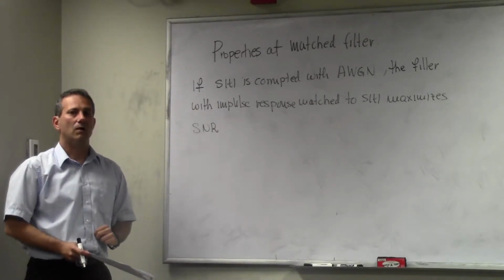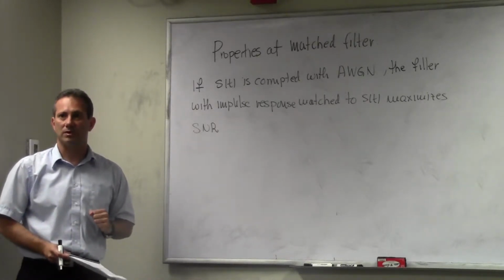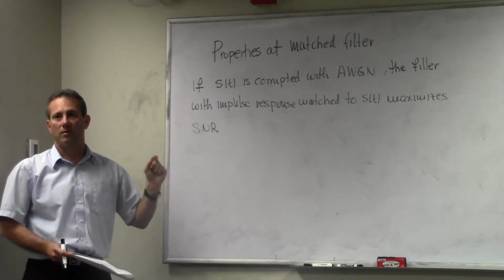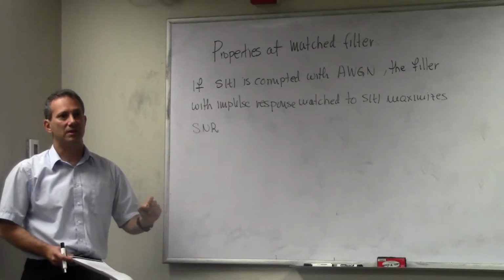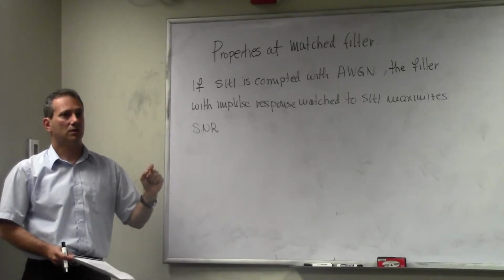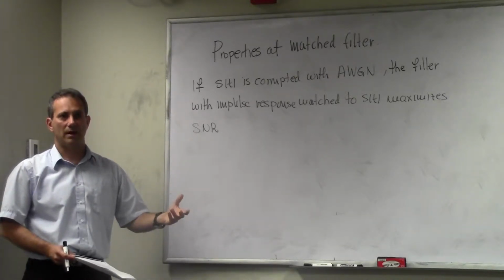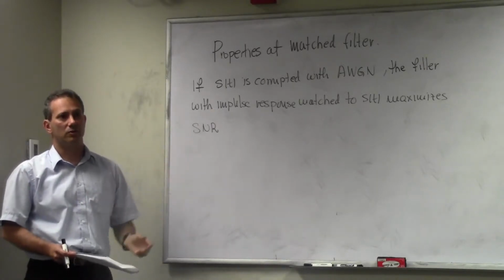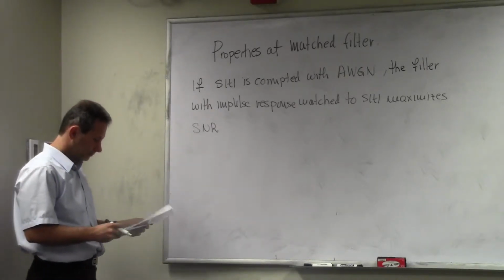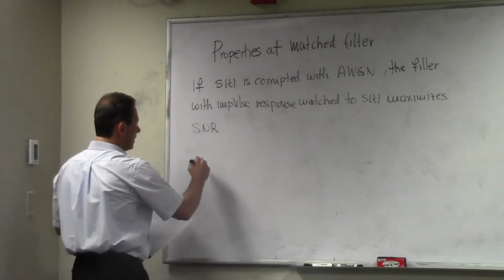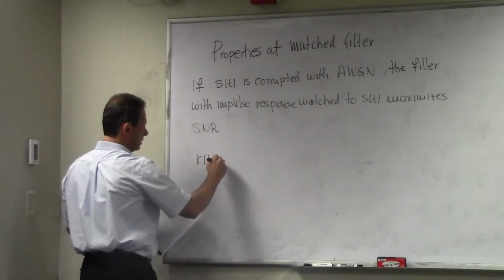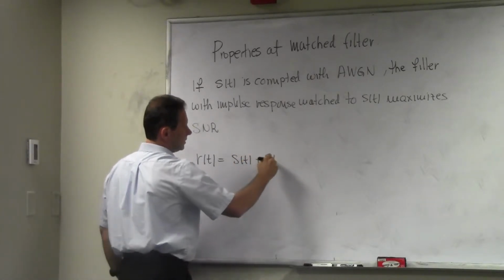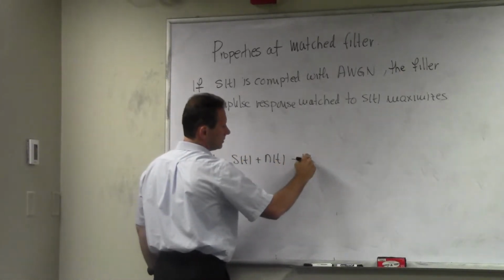Right? Now, why is the signal to noise ratio important to us? Remember, because in the second stage of the reception, we'll have to decide what has been sent. And the decision is more reliable and less prone to errors, the higher the signal to noise ratio is. So we have our received signal R of t, which is going to be equal to S of t plus N of t. This is our received signal.